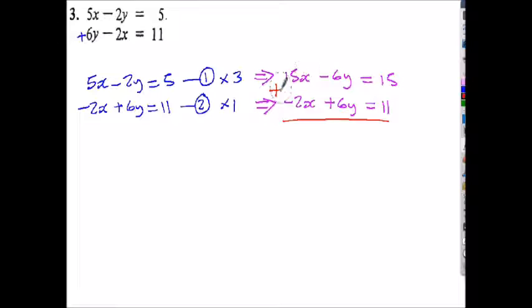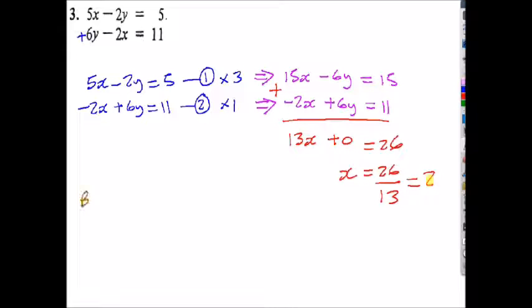So 15x add a negative 2x, that's 15 subtract 2, so that's 13x, and then the negative 6y add the positive 6y will be 0, and then 15 add the 11 is 26. So rearranging here, just divide both sides by 13, so x is equal to 26 divided by 13. So x is equal to 2 in this particular case.